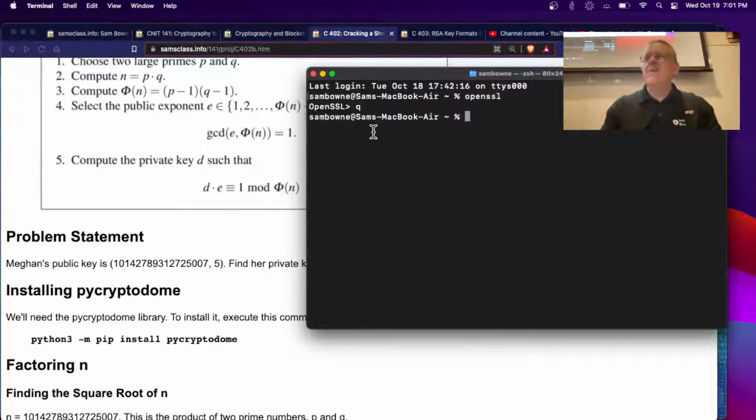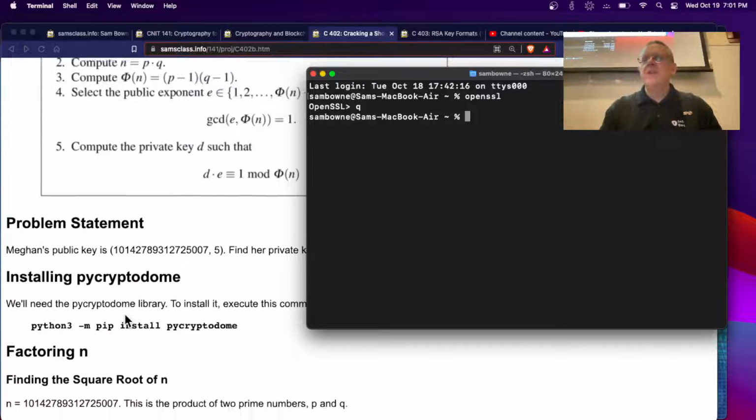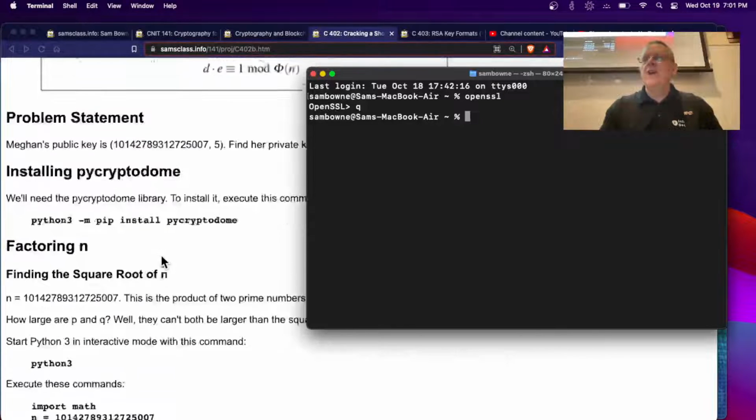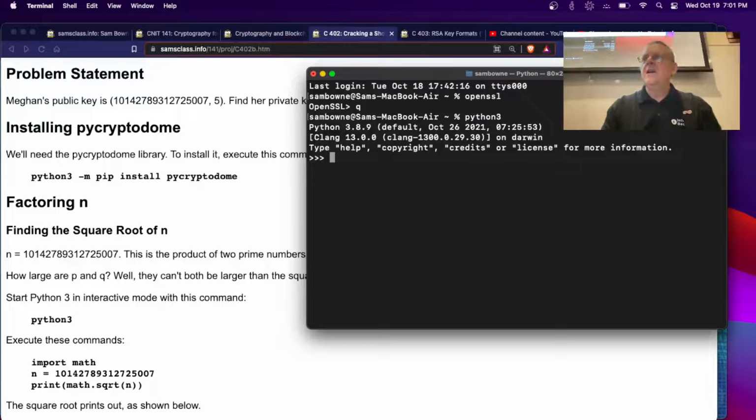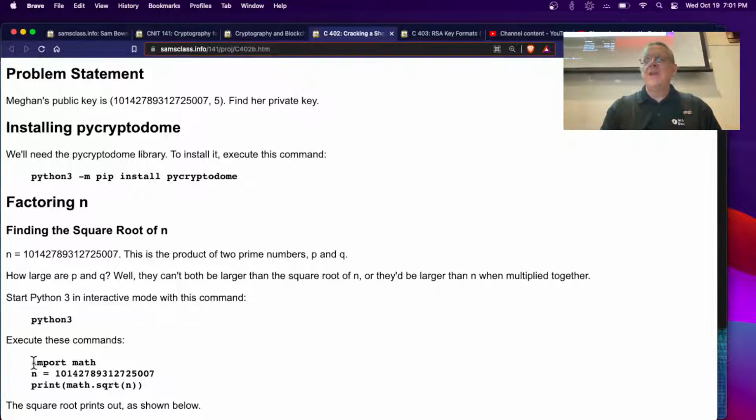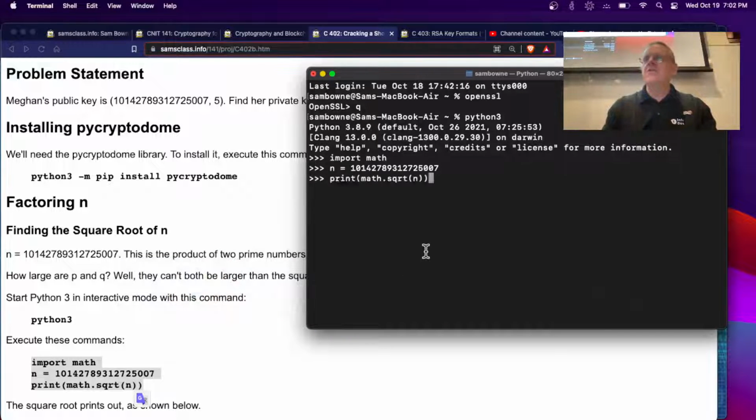And so we have to have PyCryptoDome, which I've already done on this machine, I'm pretty sure. And we'll find out. I'm going to do Python 3. And then I import math, and I try to do the square root of that number, because I want to find out what P and Q are. So what I'm going to do is start from the square root. If there's a square of a number, it would be there, and then I can work from there. One number P must be lower than that, and Q must be higher than that. By tradition, you make the smaller of the two P. So I'll be in the right range if I get to the square root.